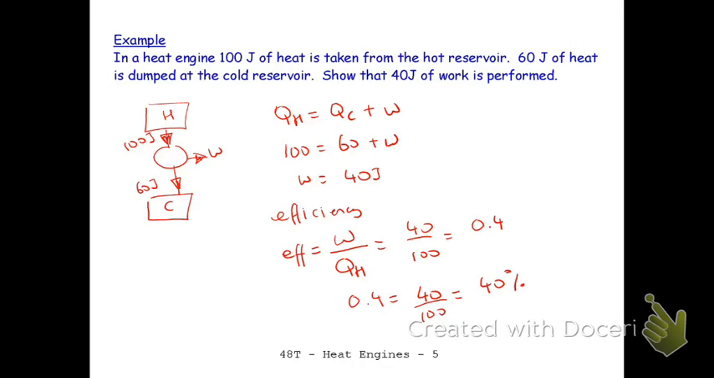How efficient is a typical automobile? 30%. Two thirds of your gasoline is just completely wasted. How efficient is a power station like at Big Bend? About 30%. Two thirds of your fuel is wasted. Maybe 40 on a good day.